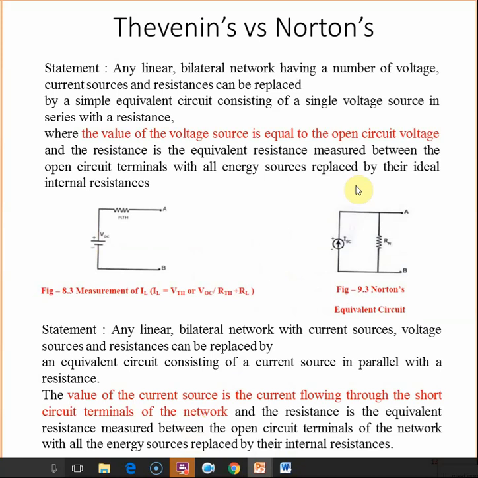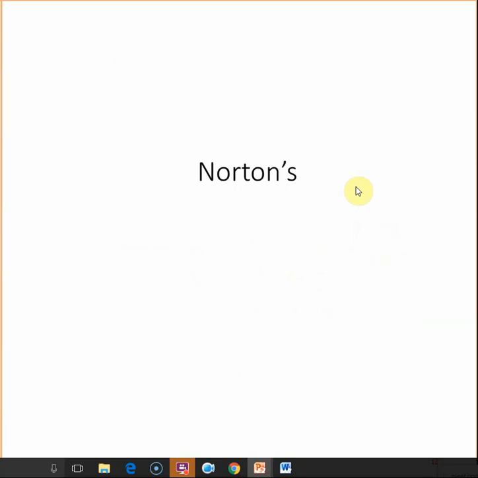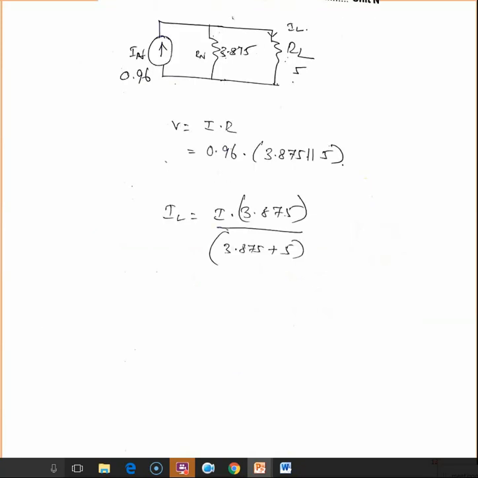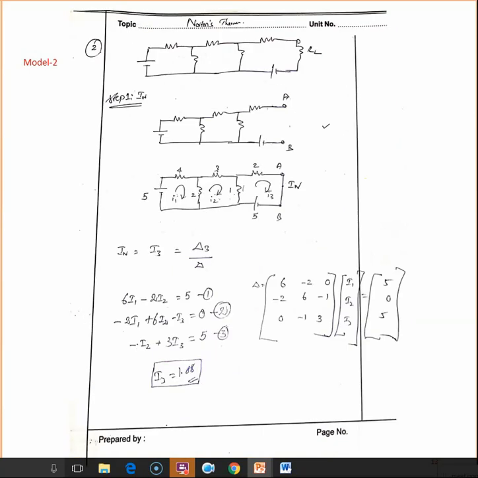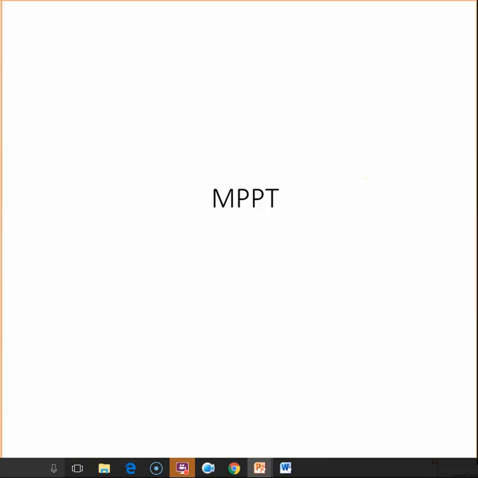Okay, so let's move to one more theorem, that is called the maximum power transfer theorem. Before I go to the maximum power transfer theorem, I need to know Thevenin's theorem, three steps. What are the three steps I want to know? Thevenin's theorem: step number one, step number two, step number three. What is step number three?